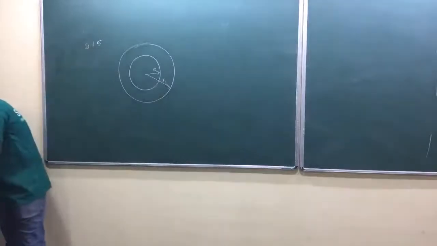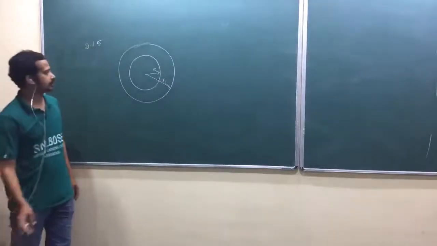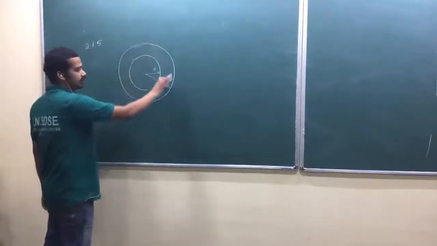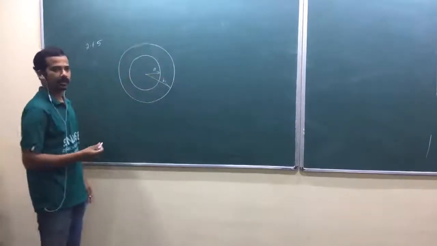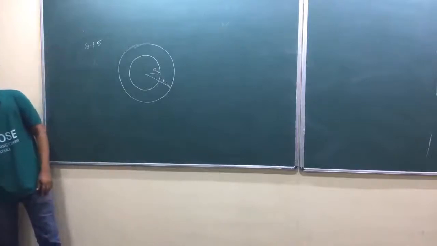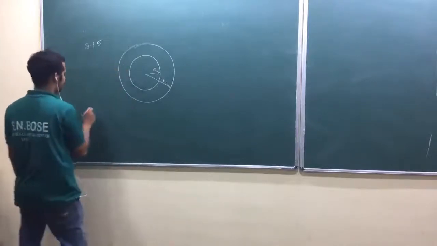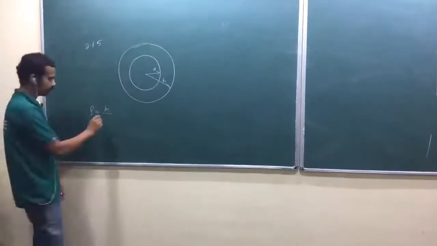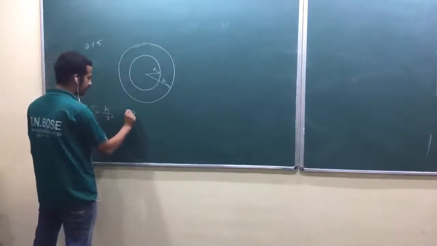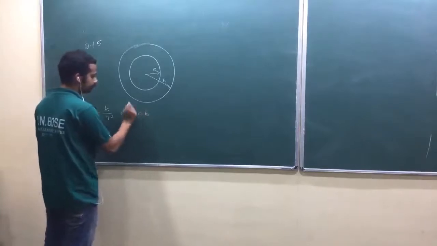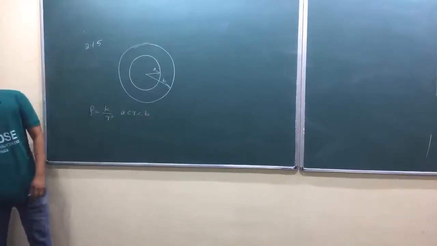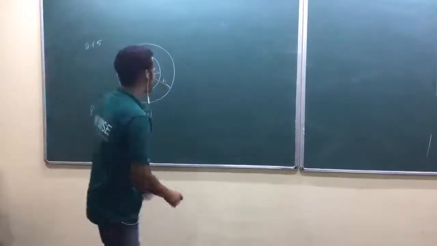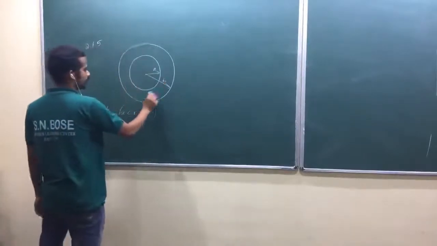It contains an inner radius and an outer radius. Only in this region I have a charge, and that charge density is also not uniform. Rho is equal to k by r square when r is between a and b. Only this region contains charges, okay?